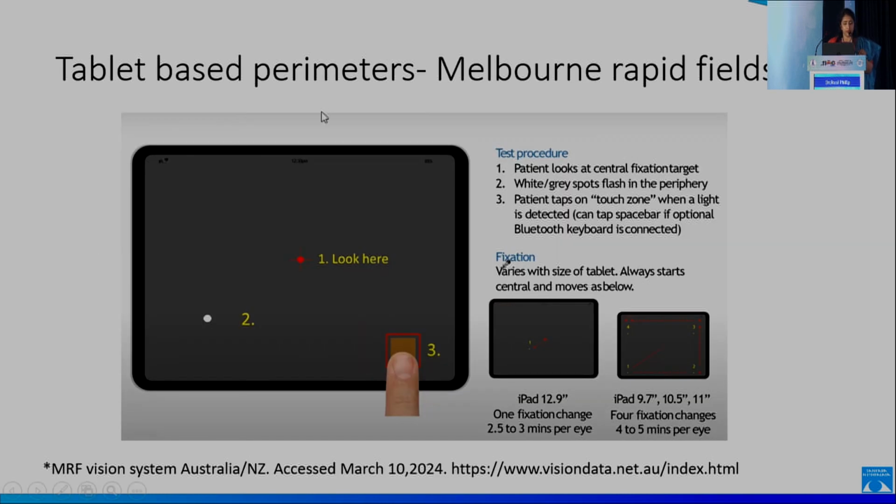The tablet perimeter, an example is the Melbourne Rapid Fields, where this is the fixation target, and white or gray spots come in the periphery, and the patient can tap at the touch zone. Depending on the size, the fixation may be in the center or in the periphery, and the patient can respond.